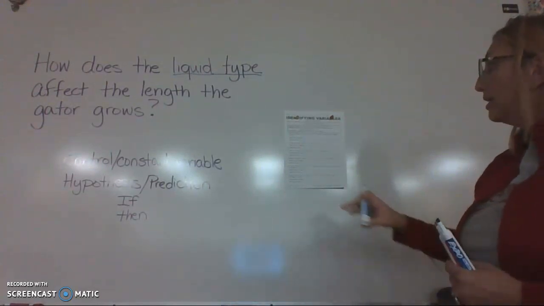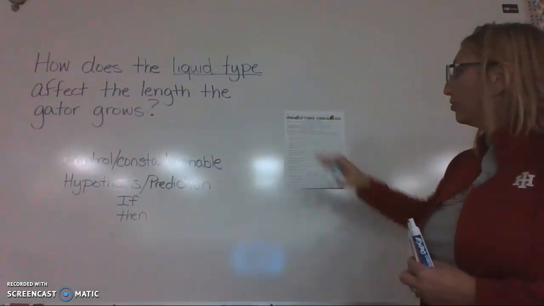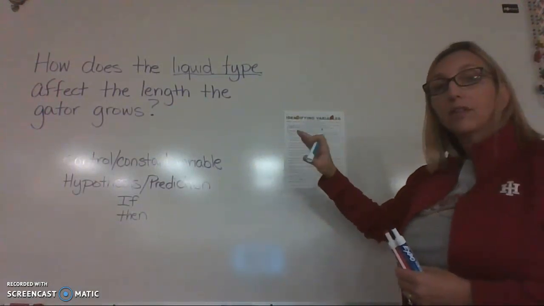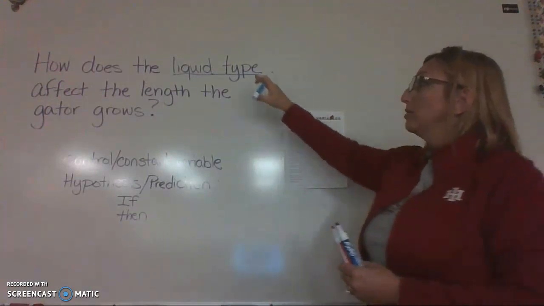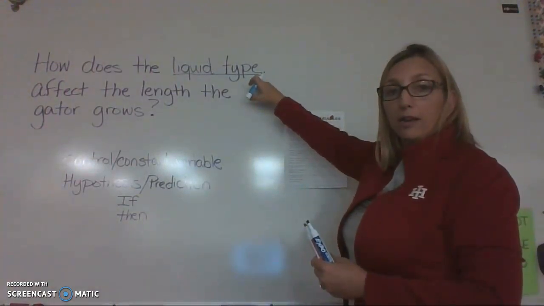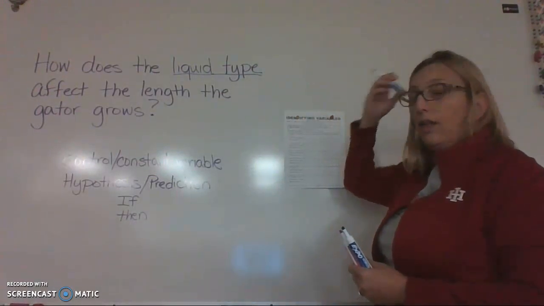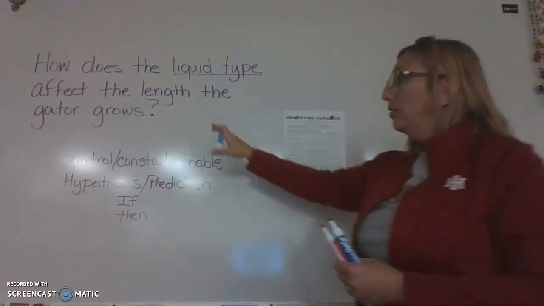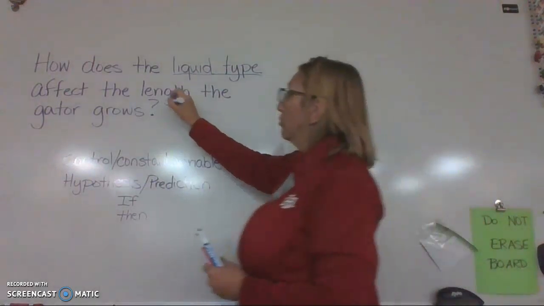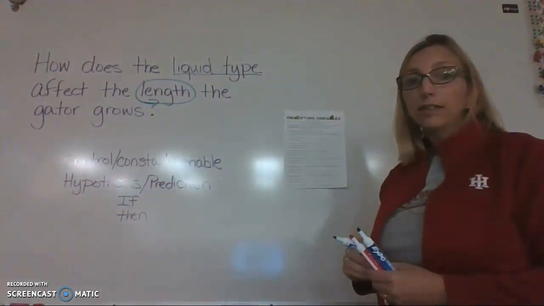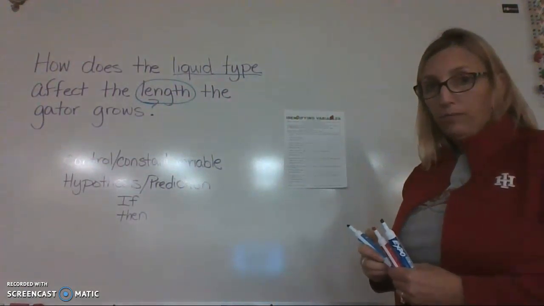All right. Next, it asks you to circle the dependent variable. This is something that changes because of what we change. So when we changed the liquid type, that affected the length. So we're going to circle length because that is our dependent variable.